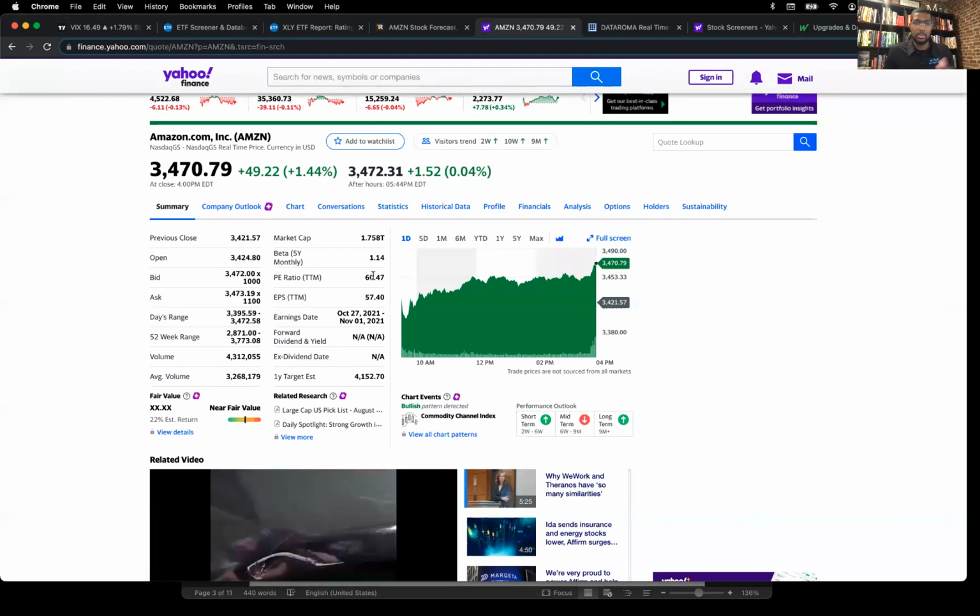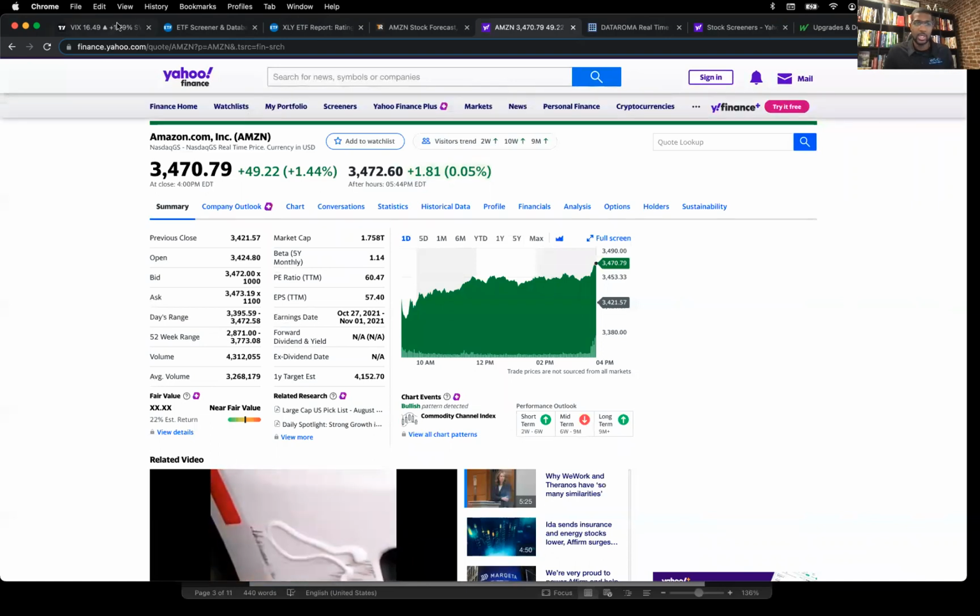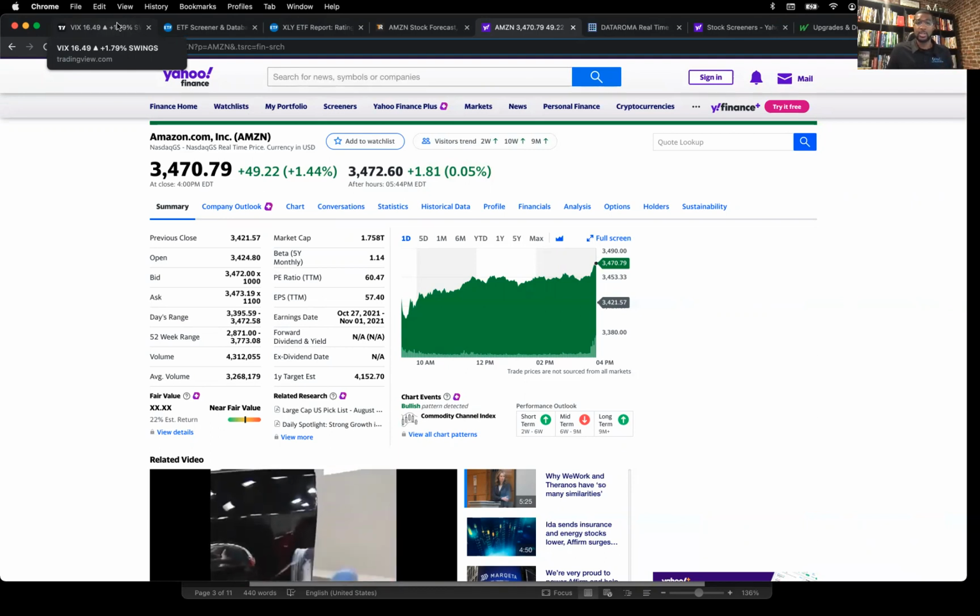But that's okay because this is a growth stock and you can't really gauge growth stocks like that. If you're looking at a value stock and they have a PE ratio of 60, that might be a little bit too high, all right?